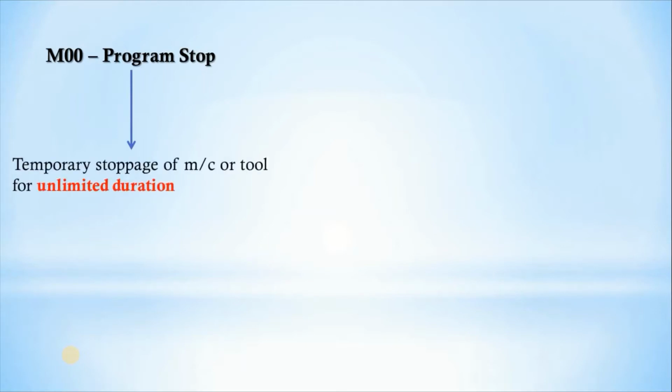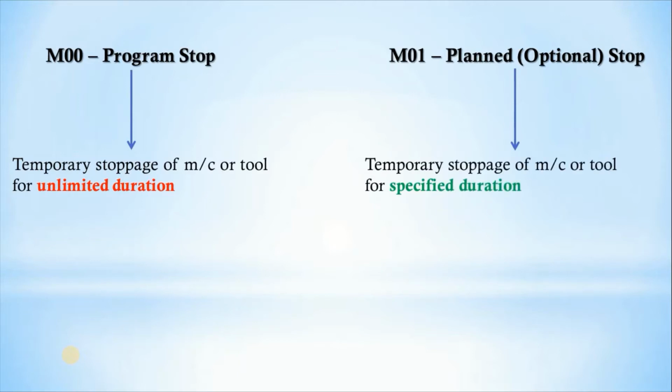So the first one is M00, that is program stop. Program stop means temporary stoppage of the machine or tool for unlimited duration. So we are stopping the program for unlimited duration. There we are using the M00 code. And the M01 code is used whenever we are going to stop the machine for an optional time, or there is a planned stop, like temporary stoppage of the machine tool for a specified duration. Here we are stopping the machine for the specified duration. So what is the difference between this program stop and planned stop?